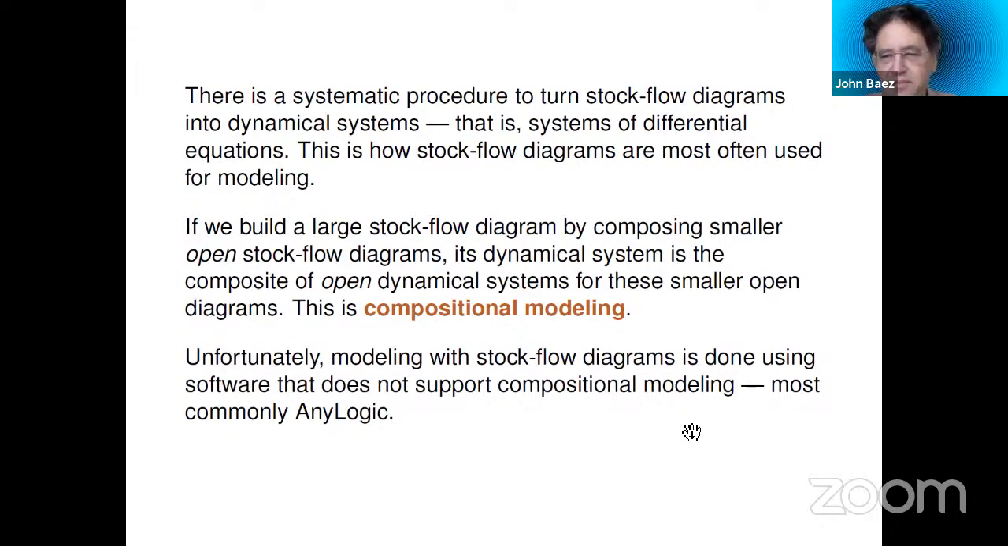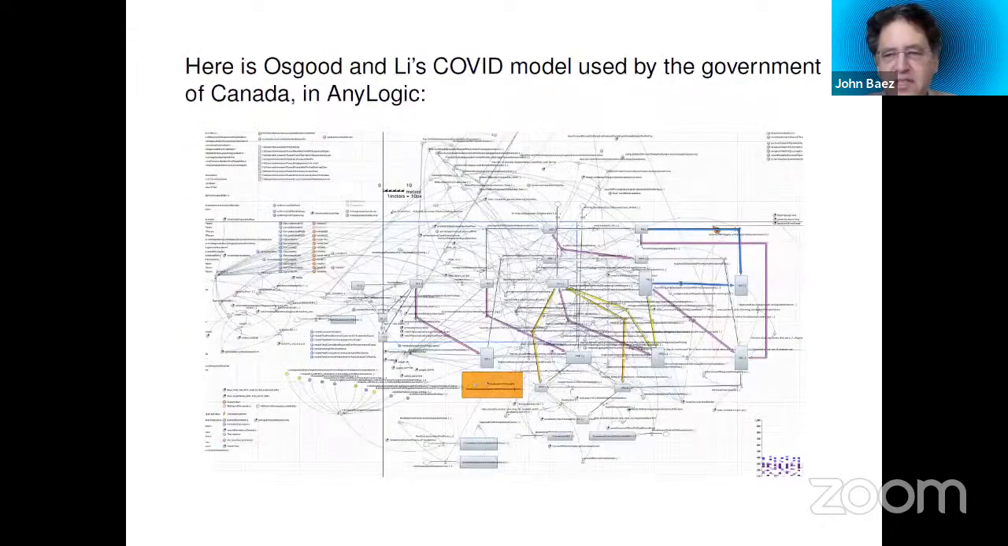And this is a serious problem. It's a serious problem because the models are huge. So here is Nate Osgood and Jiayan Li's COVID model, which is actually used currently by the government of Canada in AnyLogic. So this is like a page in AnyLogic. It's way too big and complicated to conveniently show in one slide. And that's not because I'm bad at making slides, it's because I'm trying to illustrate this point, which is that it becomes unwieldy at this size.